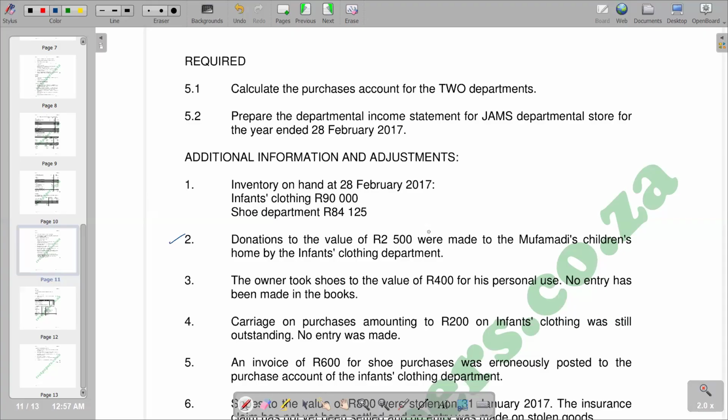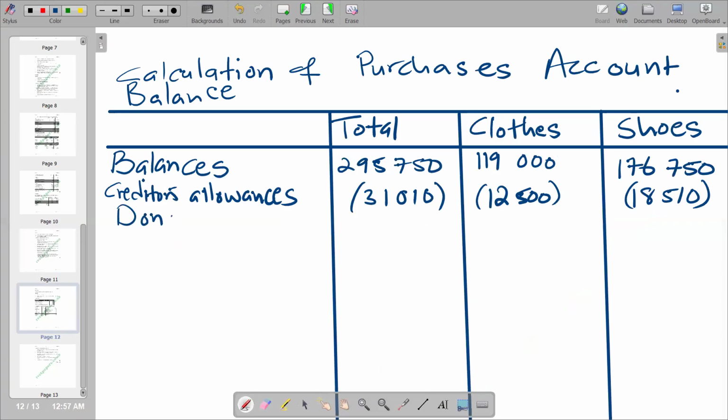So you see that we've got donations. Remember, if there are donations, it means the goods are going to go out of the business. So it's a reduction in the clothing department. So we're going to have a negative 2,500 in the clothing. We can indicate that as our donations.